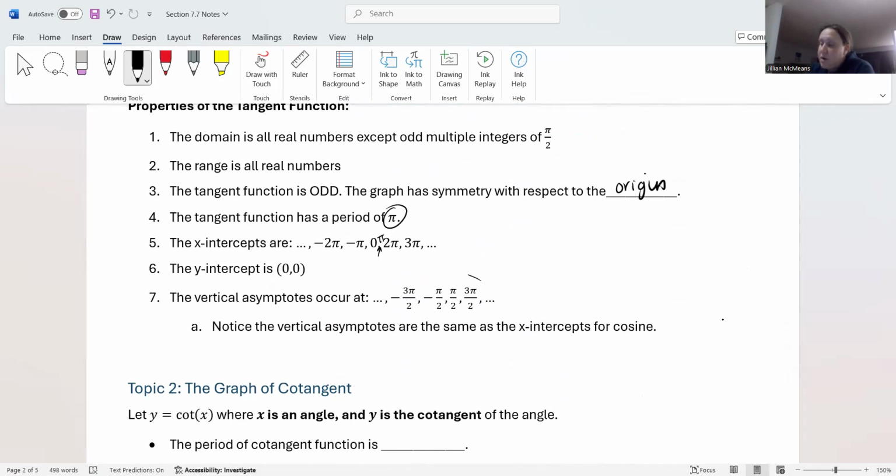Your vertical asymptotes are always going to occur at x-intercepts for cosine. Okay, so keep that in mind. Those are always going to be your vertical asymptotes. Okay, so in the next video, we'll look at cotangent.